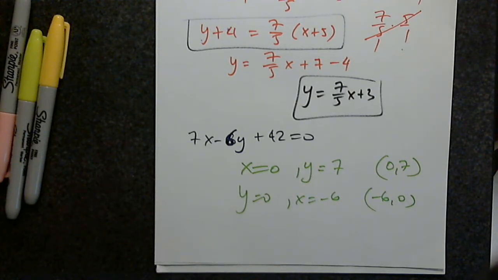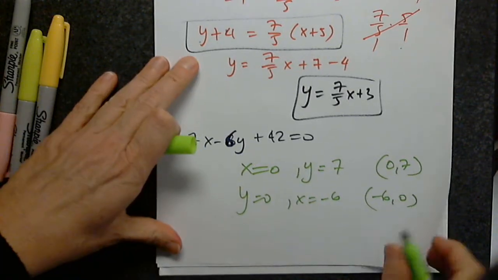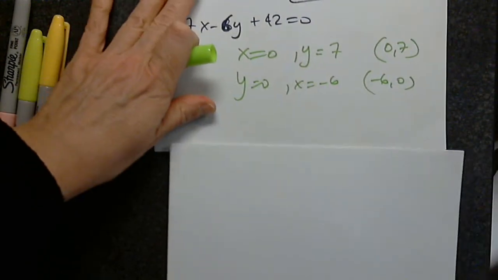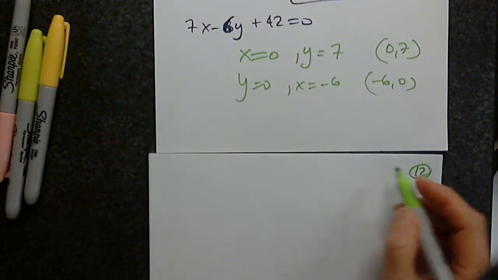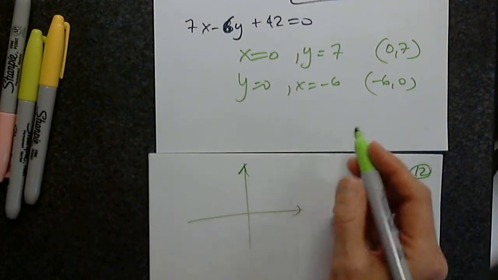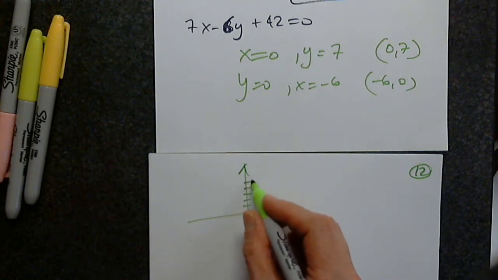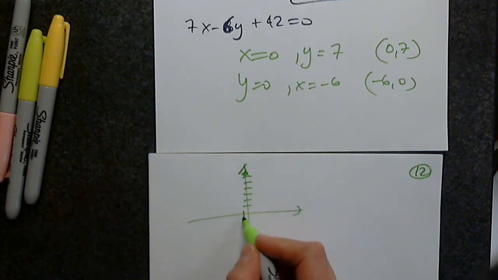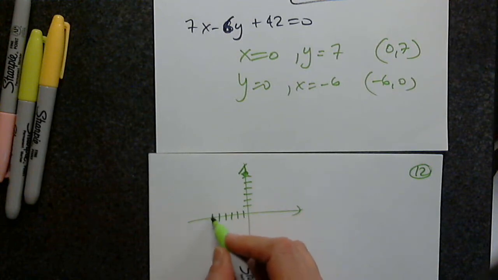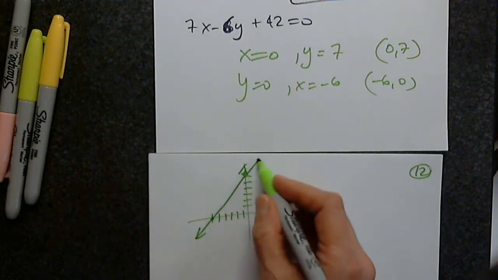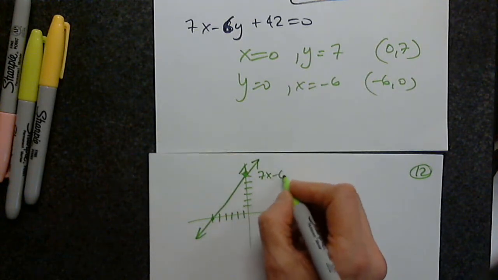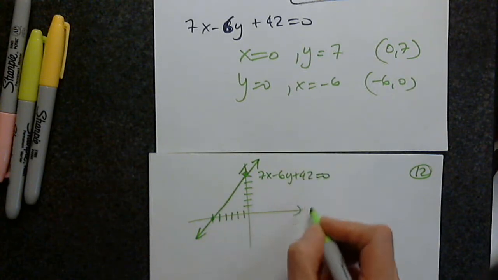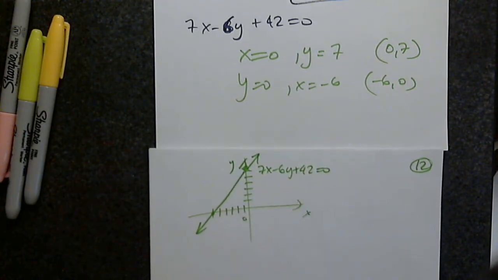Here's why. Let me graph it, and then I'll answer your question. Very good question. So when we graph it, we have (0, 7), 1, 2, 3, 4, 5, 6, 7. Then -6, 1, 2, 3, 4, 5, 6. Connect and extend the line and write 7x minus 6y plus 42 equals 0 so we don't forget what we graphed, somewhere to the left or right, underneath or above.